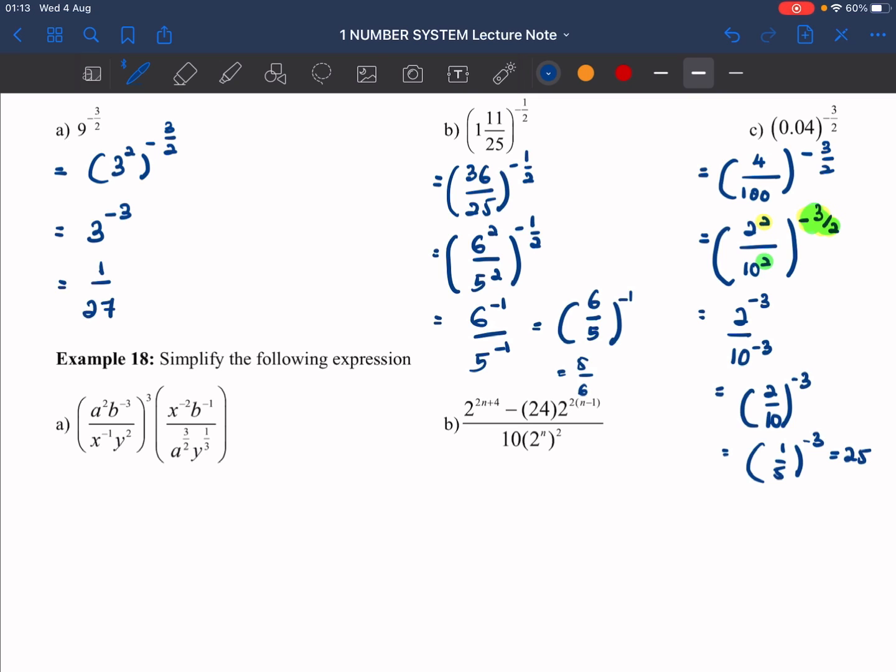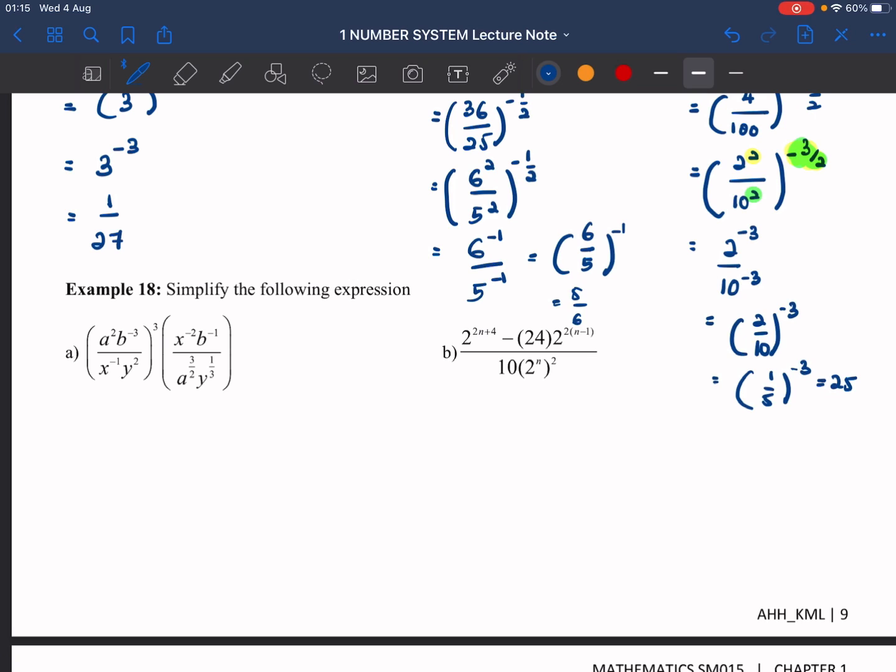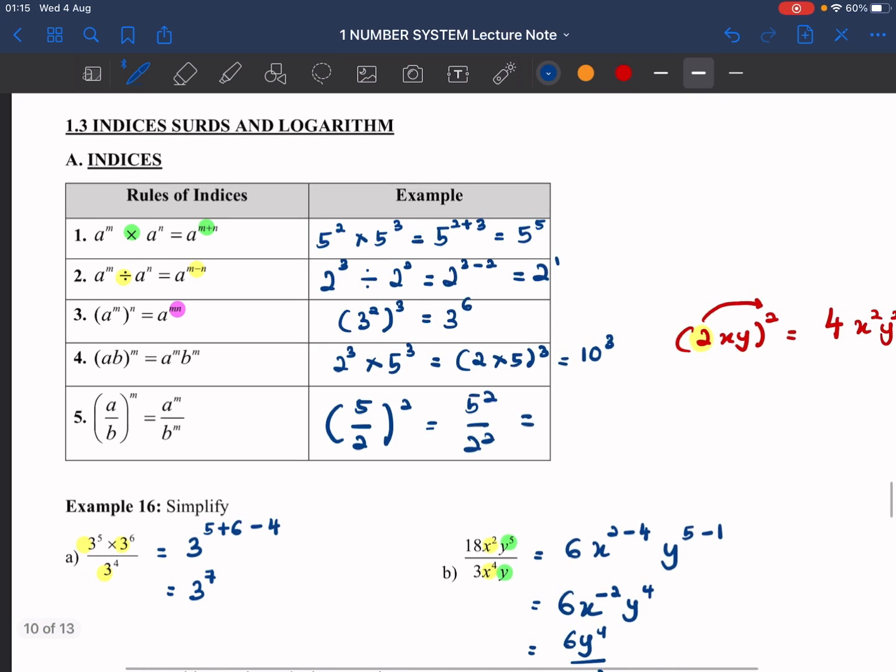So the next question, the previous one was quite easy, simple indices. Okay, so now we are going to look at example 18. This one is a bit more difficult, more complex than the one above, but there is no problem as long as we understand the 5 rules of indices.